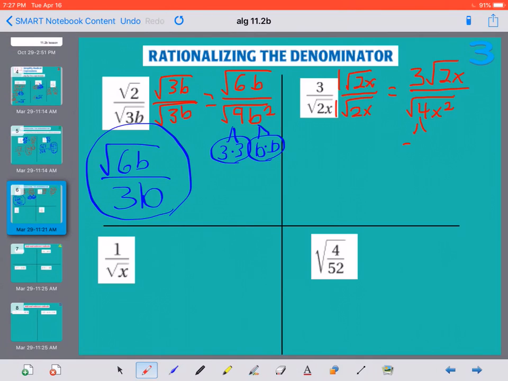We can split up 4 into 2 times 2. That's a pair. I'm going to circle that. And x squared, that's x times x. Another pair, I'm going to circle that. Can't do anything to the top, so this is going to stay 3 times the square root of 2x over 2, that's our first pair. Our second pair is x.